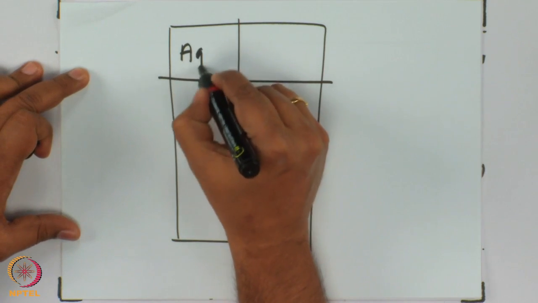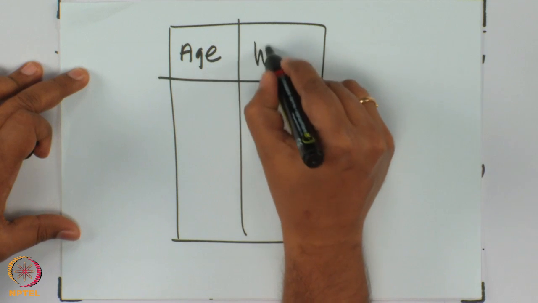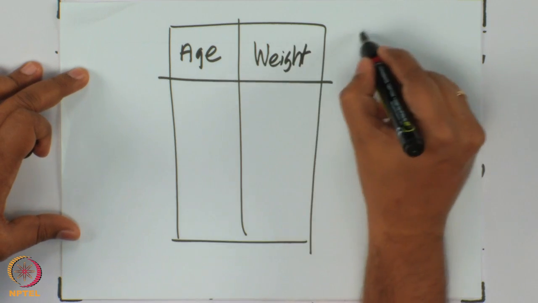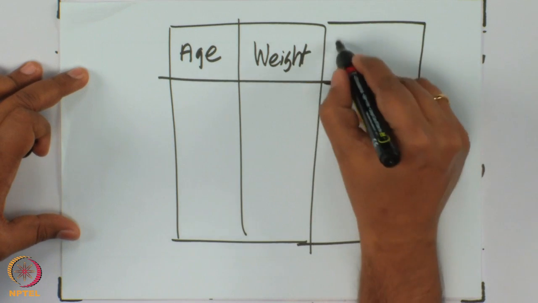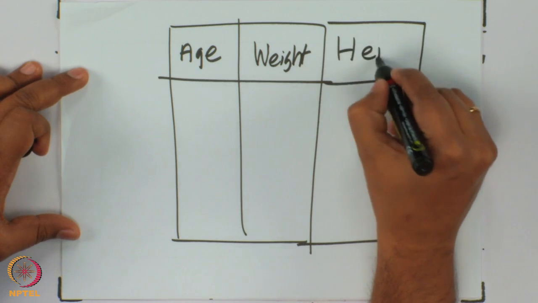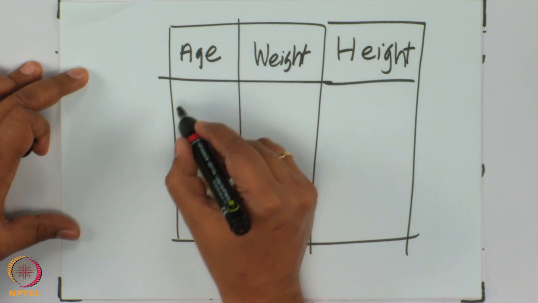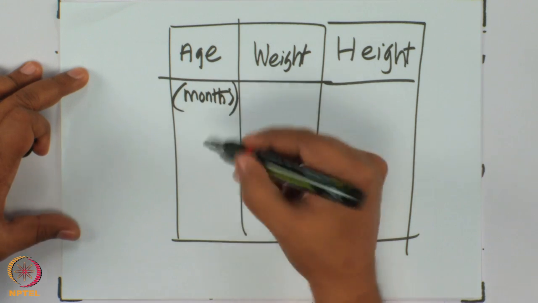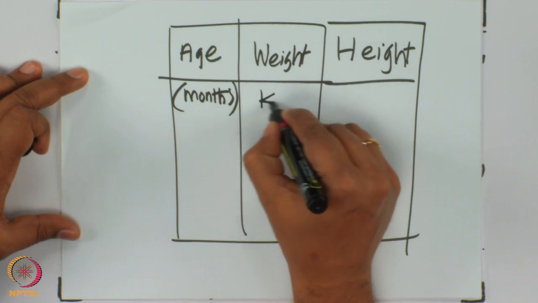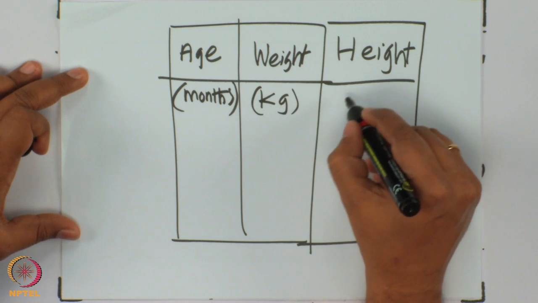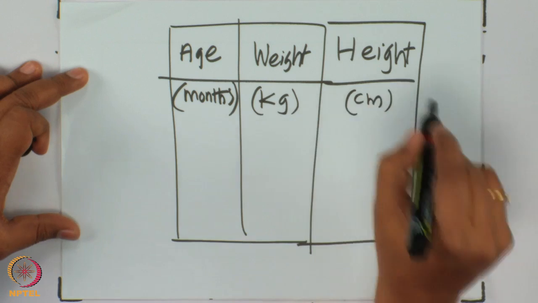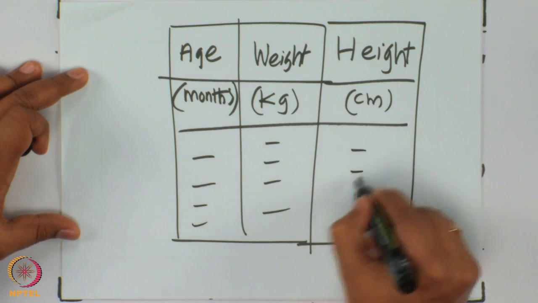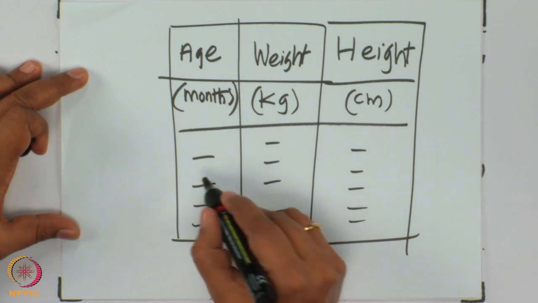So age of the baby in months and weight, or it could be height also. So it could be either weight or height. Either you can have weight or you can have height as another column. Height or length, sometimes this is called length for small babies. So this will be in months, that will be the unit of time here. Weight will of course be in kg, and the height will be in centimeters for babies, let's say. Then we can have entries here, corresponding to the first month what is the weight and height, second month what is the weight and height.